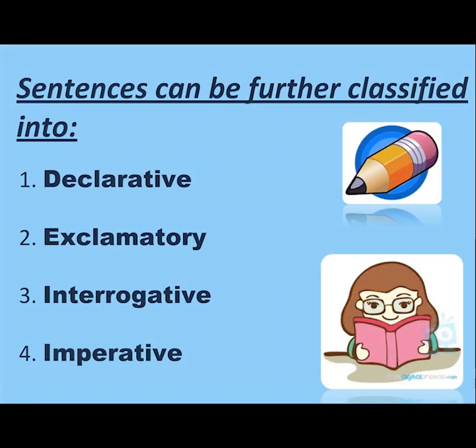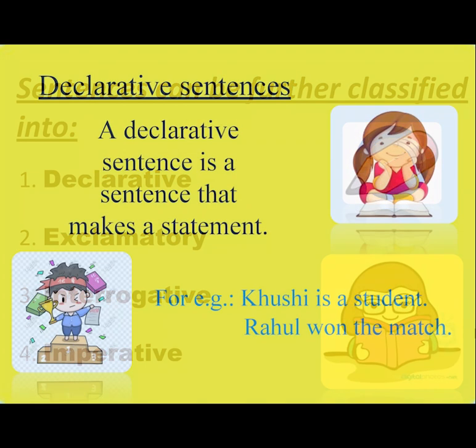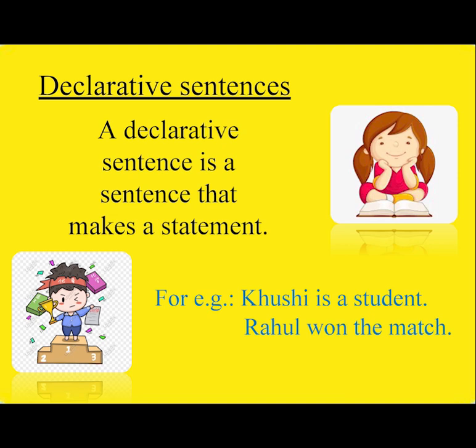When we study further, we get to know that sentences are further classified into declarative, exclamatory, interrogative, imperative. Declarative sentences. A declarative sentence is a sentence that makes a statement. For example, Khushi is a student. Rahul won the match. These sentences clearly tell us what has happened.